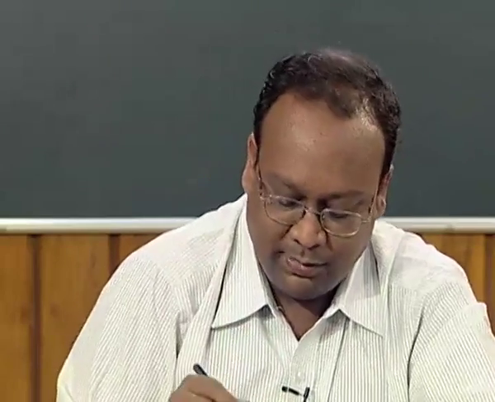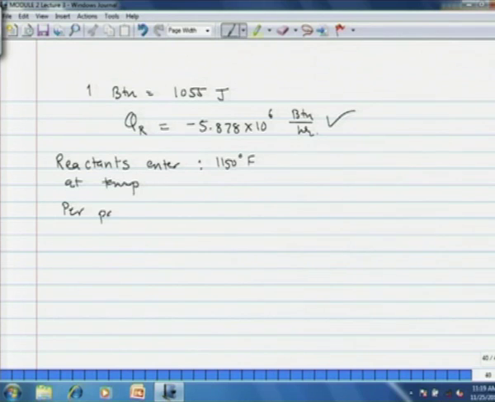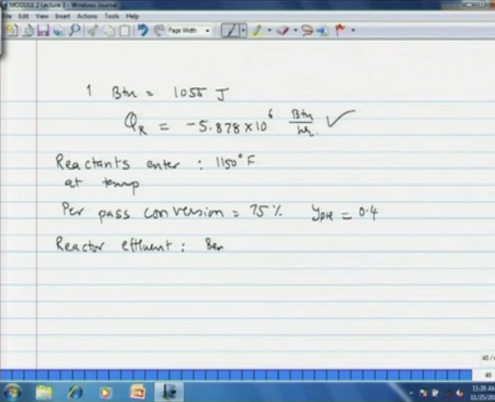Okay. Now, if we do material balance, if we substitute, let us say Pb equal to 265 mole per hour, FFT is 273 mole per hour, and if we assume per pass conversion to be 75% and the mole fraction of hydrogen in purge stream as 0.4, then the reactor effluent is benzene 265 mole per hour, unreacted toluene 91 mole per hour, diphenyl will be about 4 mole per hour.